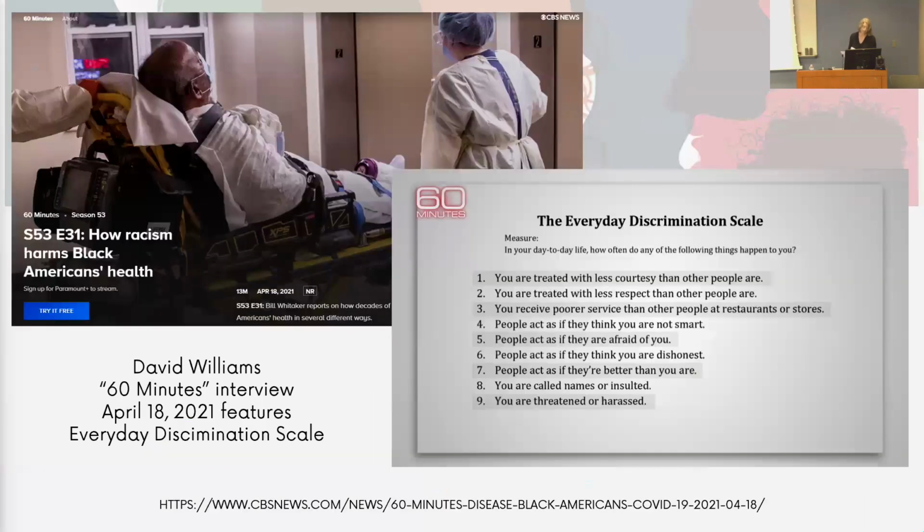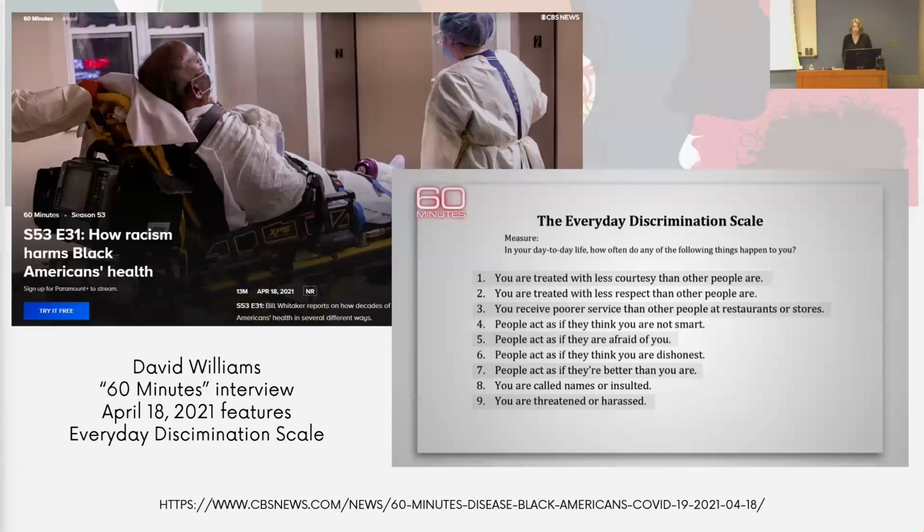And even in 2021, this is a screenshot from a 60 Minutes episode that was aired during the COVID epidemic. And it featured the everyday discrimination scale, which is up on the slide as well. And David Williams was interviewed for this feature on how racism harms Black Americans' health. And so you can see the everyday discrimination scale, which is a classic. Many of us have used it in our research, that asks about, in your day-to-day life, how often do any of the following things happen to you?